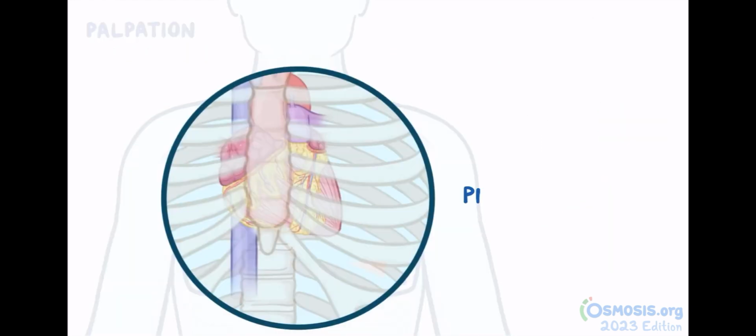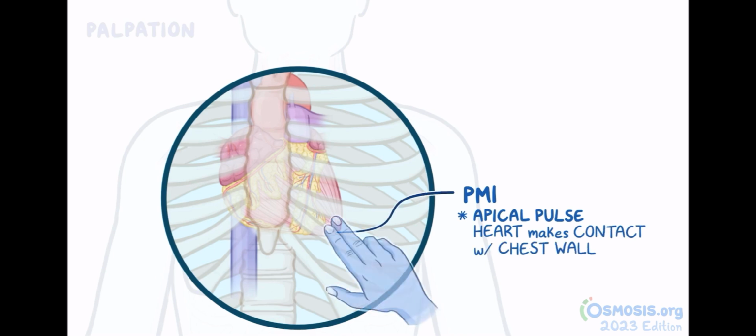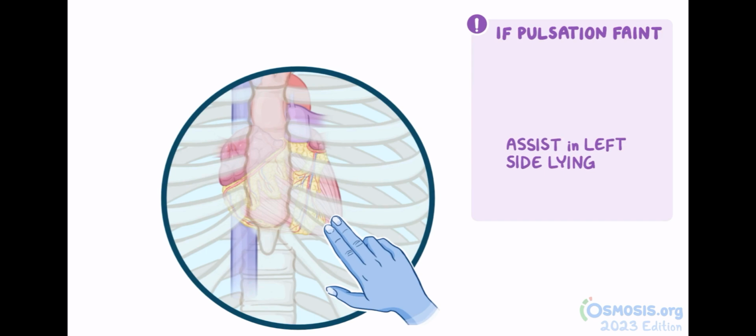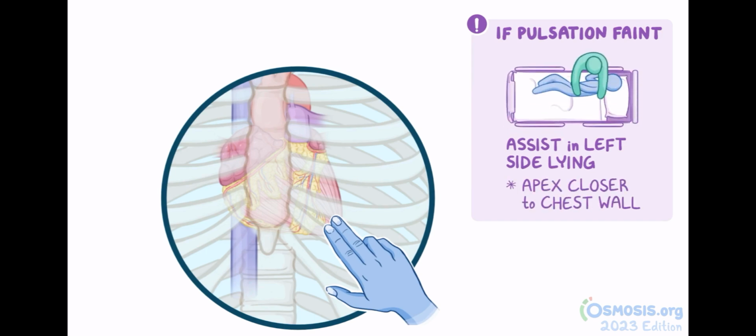Next, locate the PMI and place the pads of 2 fingers in that location, feeling for a pulsation. This is the apical pulse, where the base of the heart makes contact with the chest wall during systole. If the pulsation feels faint or you can't feel it, assist your client into a left side lying position, which brings the apex closer to the chest wall.